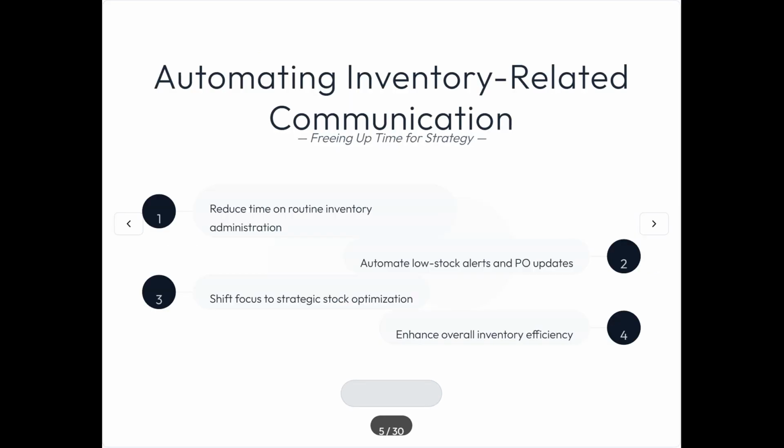Now, let's move to Smarter Stock, generative AI for intelligent inventory management. How many hours do you spend on inventory administration? Writing emails about low stock and updating purchase orders is time-consuming. This is time you could be spending on strategic work, like optimizing stock levels or finding cost savings. Generative AI can automate these routine messages and then help with the strategic work too.